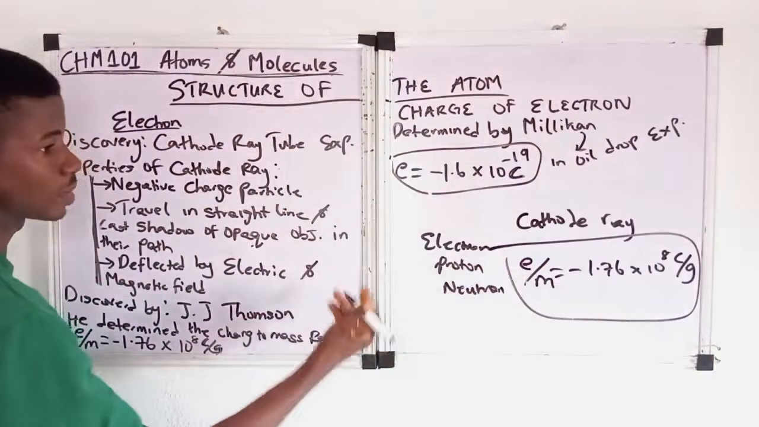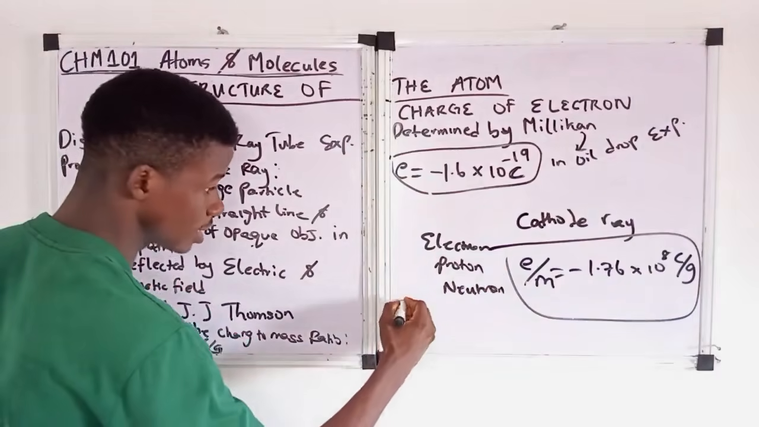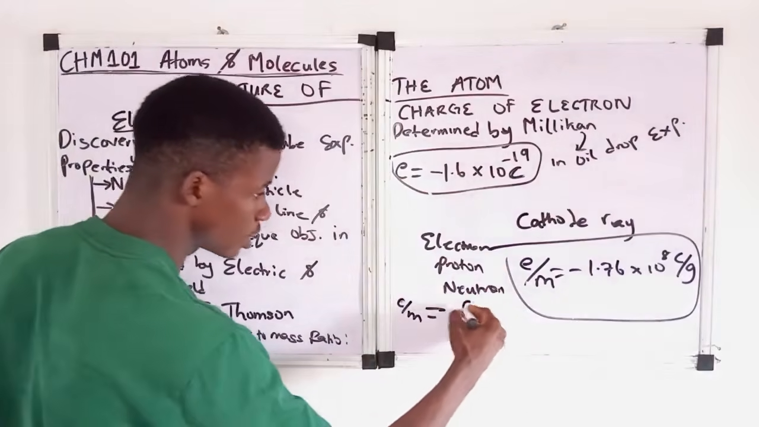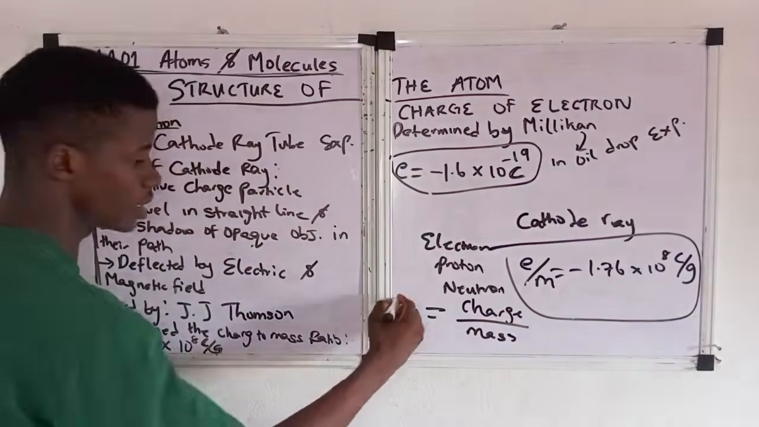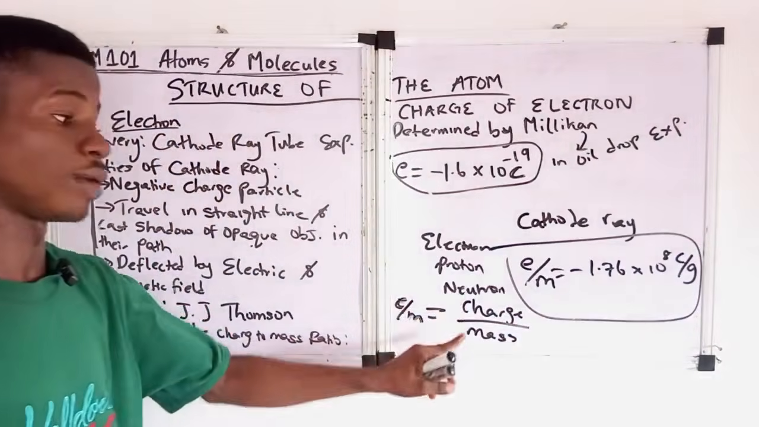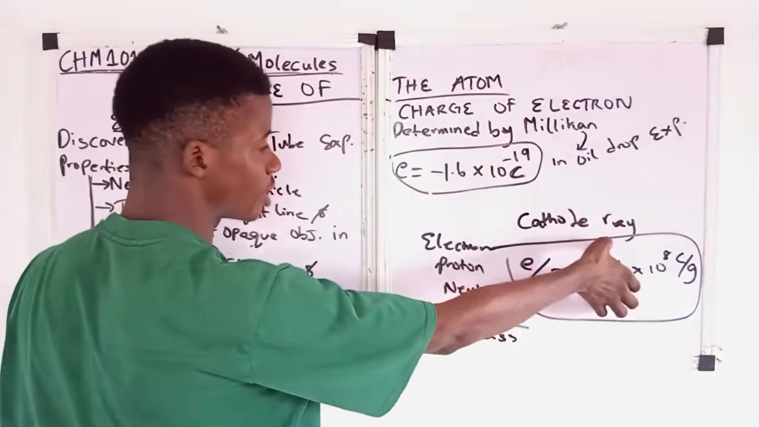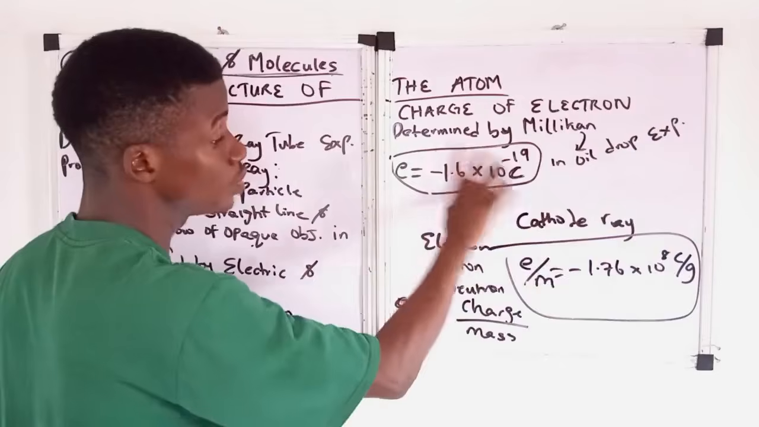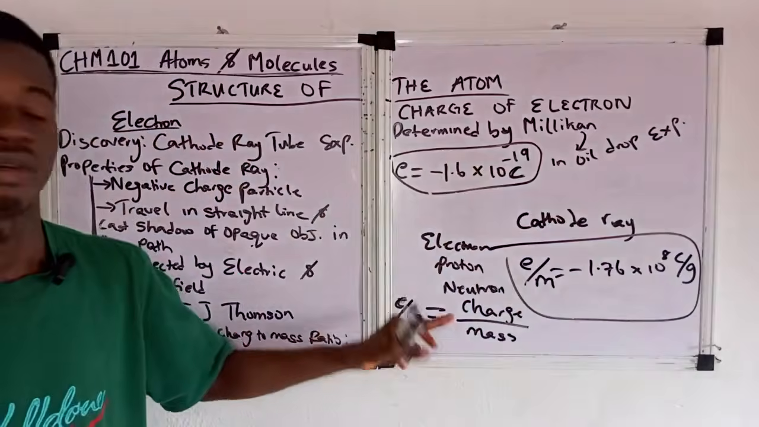Now, charge to mass ratio of an electron. Remember, this quantity, the charge to mass ratio of an electron, equals charge over mass. With the help of this charge to mass ratio and the charge of an electron, Millikan used these two pieces of information to determine the mass of an electron.